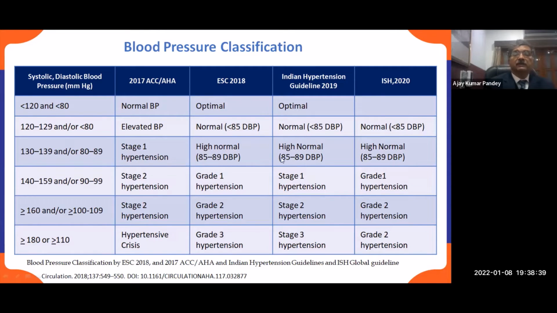So as per Indian Society guidelines, less than 130 by 85 is normal. 85 to 89 is high normal. 130 to 139 is high normal. 140 to 160 is stage 1 hypertension, and 90 to 99 is stage 1 hypertension. More than 160 is stage 2 hypertension, and more than 100 is stage 2 hypertension. But if BP is more than 180 by 110, it is stage 3 hypertension.